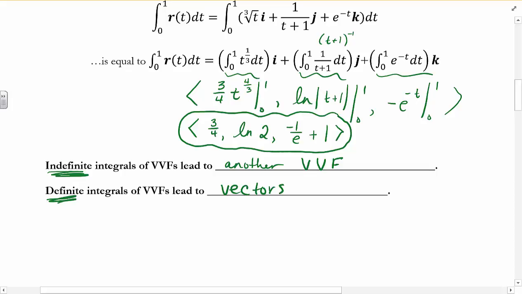Now, technically, you could have a definite integral that then leads to another variable. That can happen. But my point is, if you have an indefinite integral, you're always going to have some letters left behind. If you have a definite integral, you're most often going to have vectors with components that are numerical.